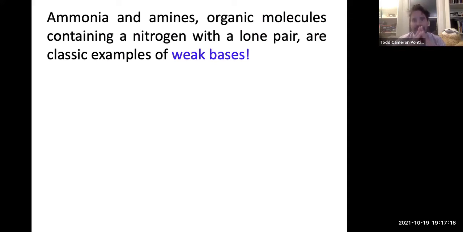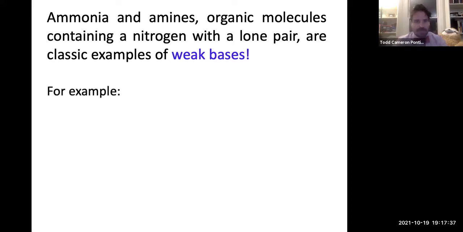Ammonia and amines. We said before that carboxylic acids are arguably the most important functional group in terms of acid chemistry. Well, amines are arguably the most important in terms of basic chemistry. Amines are organic molecules that contain a nitrogen with a lone pair, and that lone pair is good at donating itself, so they act as good Lewis bases.